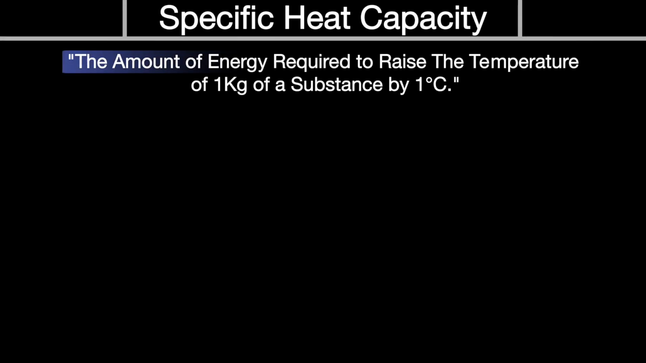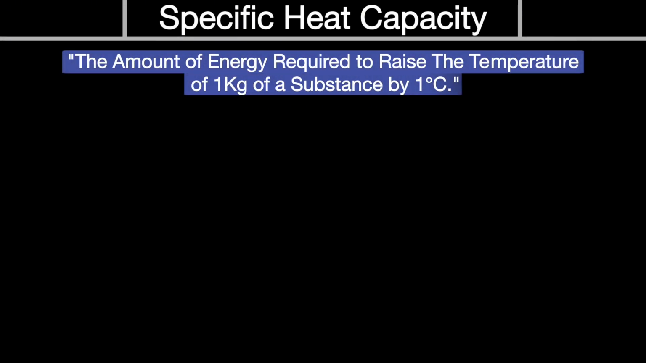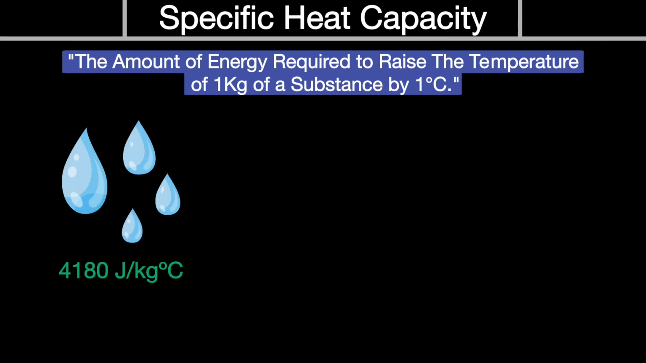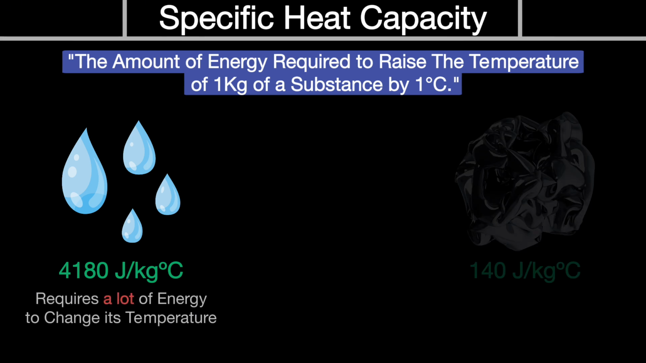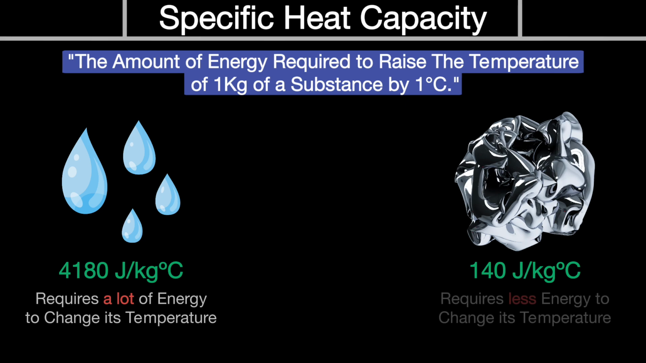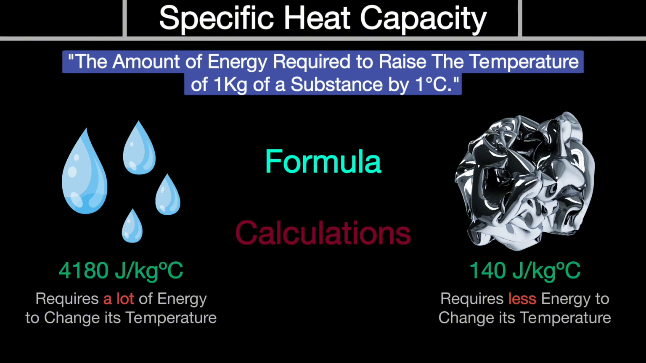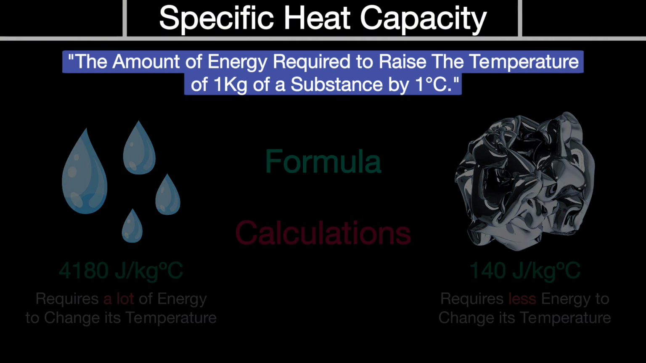Specific heat capacity is the amount of energy required to raise the temperature of 1 kilogram of a substance by 1 degree Celsius. So a substance with a high specific heat capacity requires a lot of energy to change its temperature, while a substance with a low specific heat capacity requires less energy. In this video, I'll go over the formula for specific heat capacity and how to apply it in calculations, and in the next video, I'll cover the required practical.